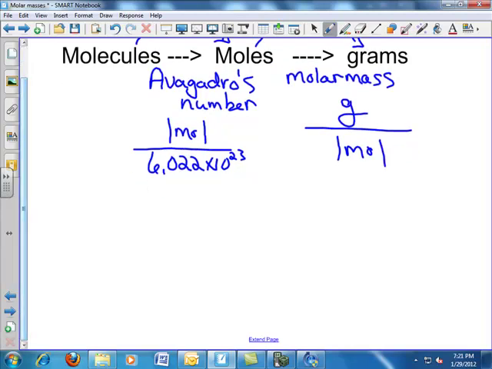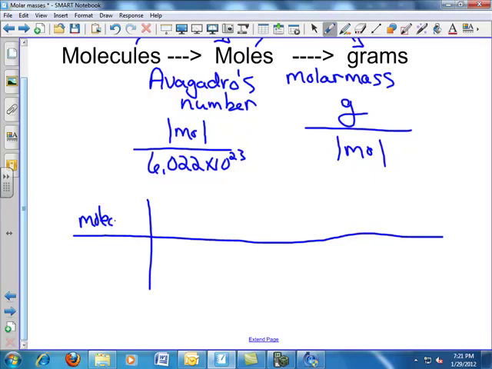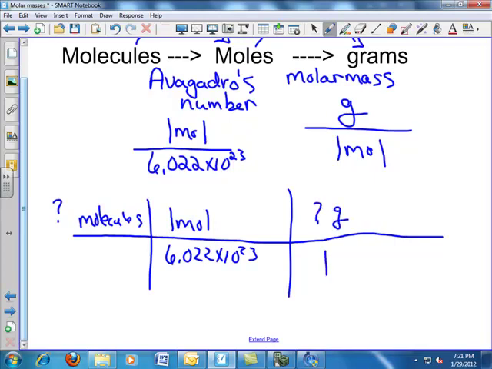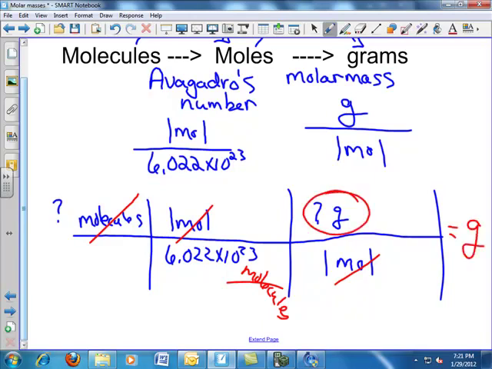So when I set this up into a T-box, now I'm starting with however many molecules. Okay, we don't care how many. I'm going to use Avogadro's number, 1 mole over 6.022 times 10 to the 23rd. And then I'm going to use whatever grams I have all over 1 mole. And you'll see that that cancels out my units. I should have written molecules here. So molecules cancel. And I end with the unit grams that I want. So really it's just a reverse process.